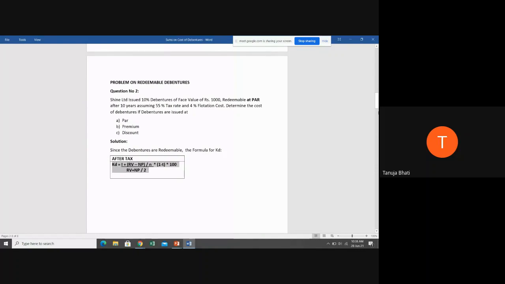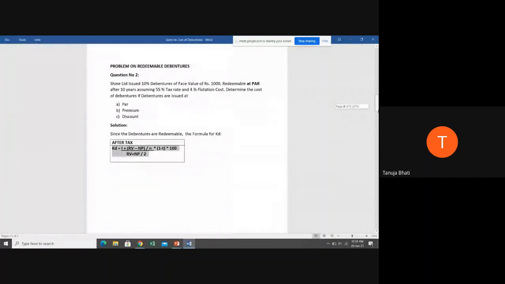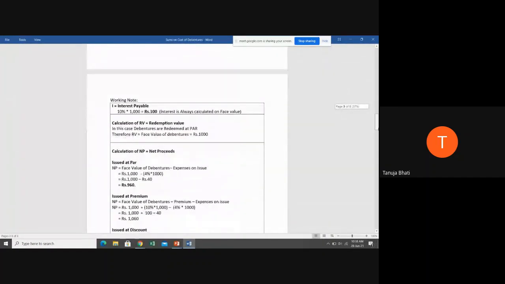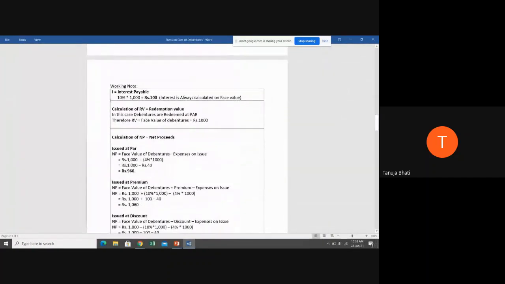Now we have to just see the solution. Whatever we discussed, we'll just put it in the form of solution. So first thing, we will do a working note. Working note to calculate I. So I is nothing but interest payable, which is 10% of 1000. 1000 was the face value which we have seen in the problem. So I is rupees 100.